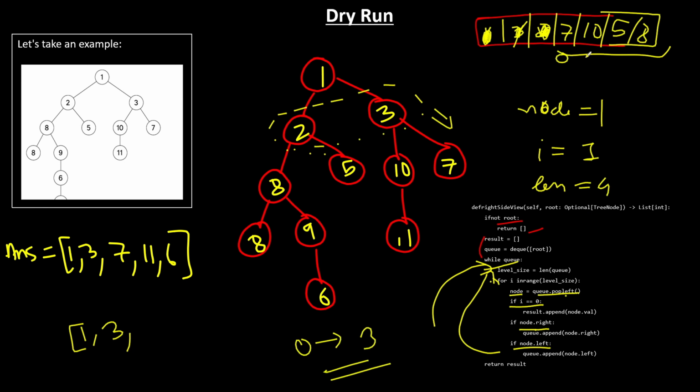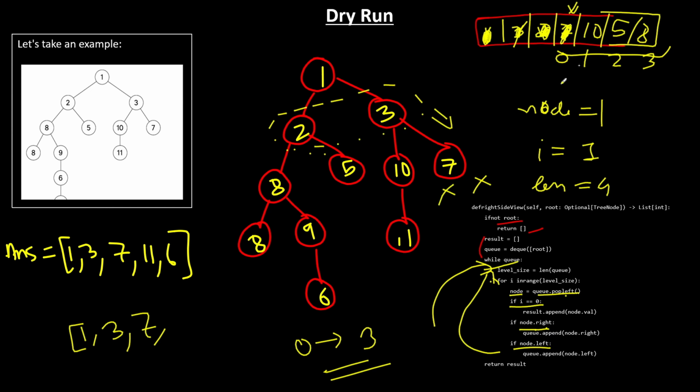And this is, if I index it, it is 0, 1, 2, 3, right? So I is standing here. So I equals 0, correct. So we append this particular value into our resultant answer. Then we check, does it have a right node 7? It does not have anything. Does it have a left? It does not have anything. So we have already popped it.